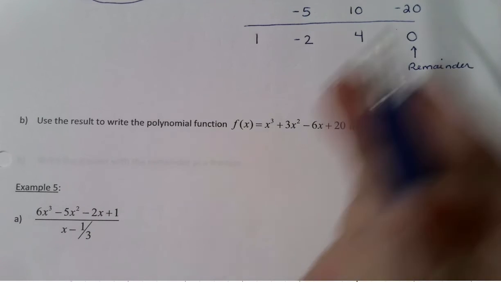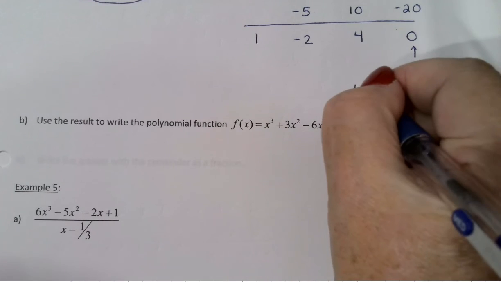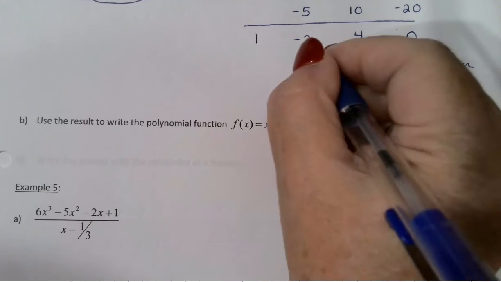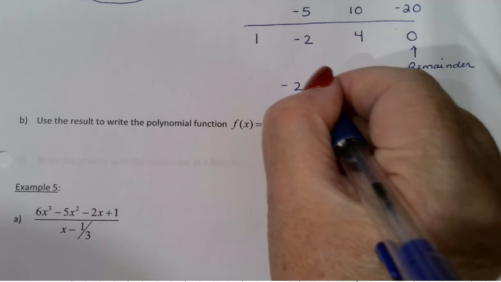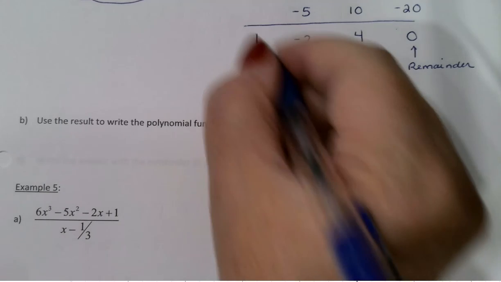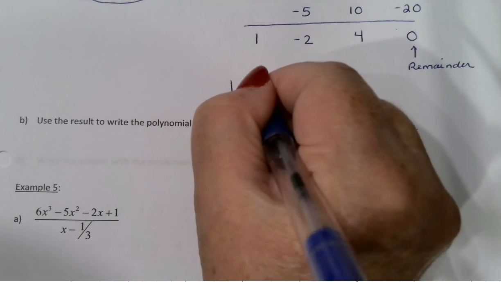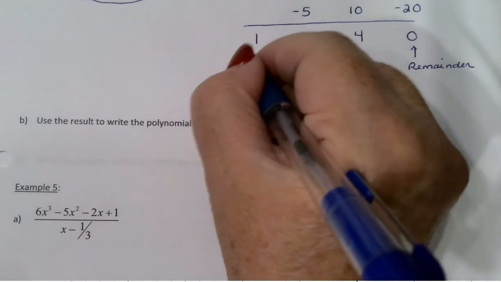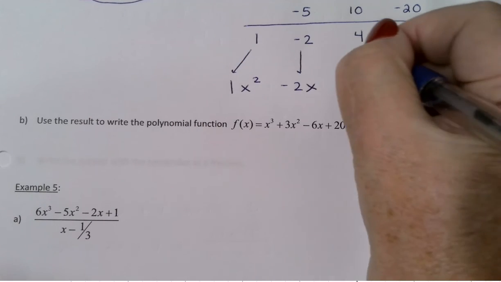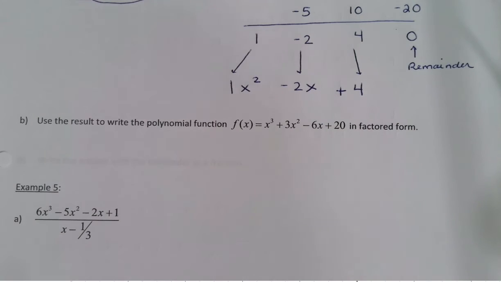And you can kind of work backwards. 4 is the constant term. -2 would be the linear term, x to the first. And then +1x squared would be the quadratic term. They always go in order, so it's okay if you work backwards.